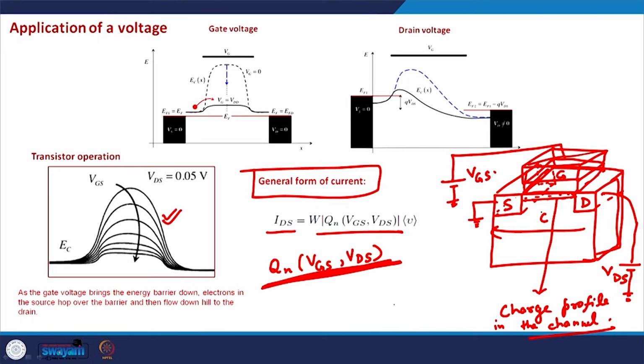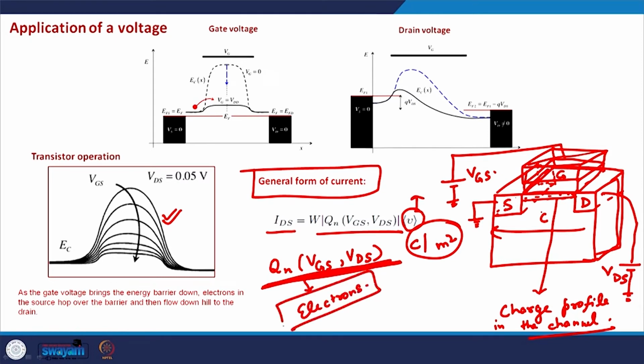Okay. This is the charge per unit area. The units can be coulomb per meter square. The second important thing is the velocity of the charge carriers. So this charge is because of the electrons in the case of an NMOSFET, because of the electrons in the inversion layer.